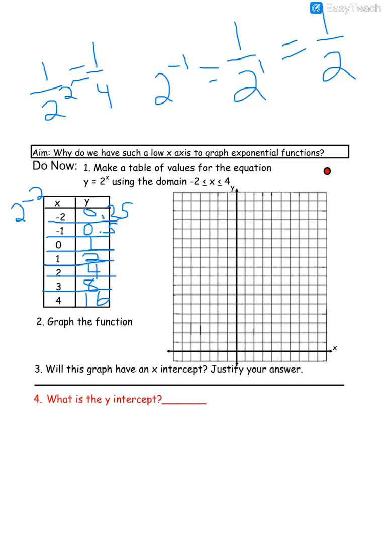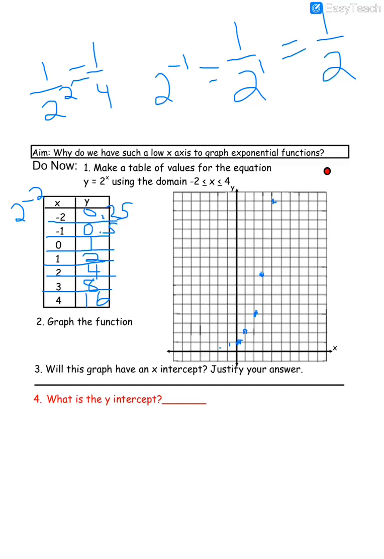Okay, so now we're going to graph this so you can see what the parent function looks like. So we're going to head over to -2, and we're going to go to like a quarter, which is tiny down here. -1 is going to be a half. 0, 1 is the y-intercept. 1, 2, 2, 4. So it's going to rise pretty quickly here. 3, 8, and 4, 16.